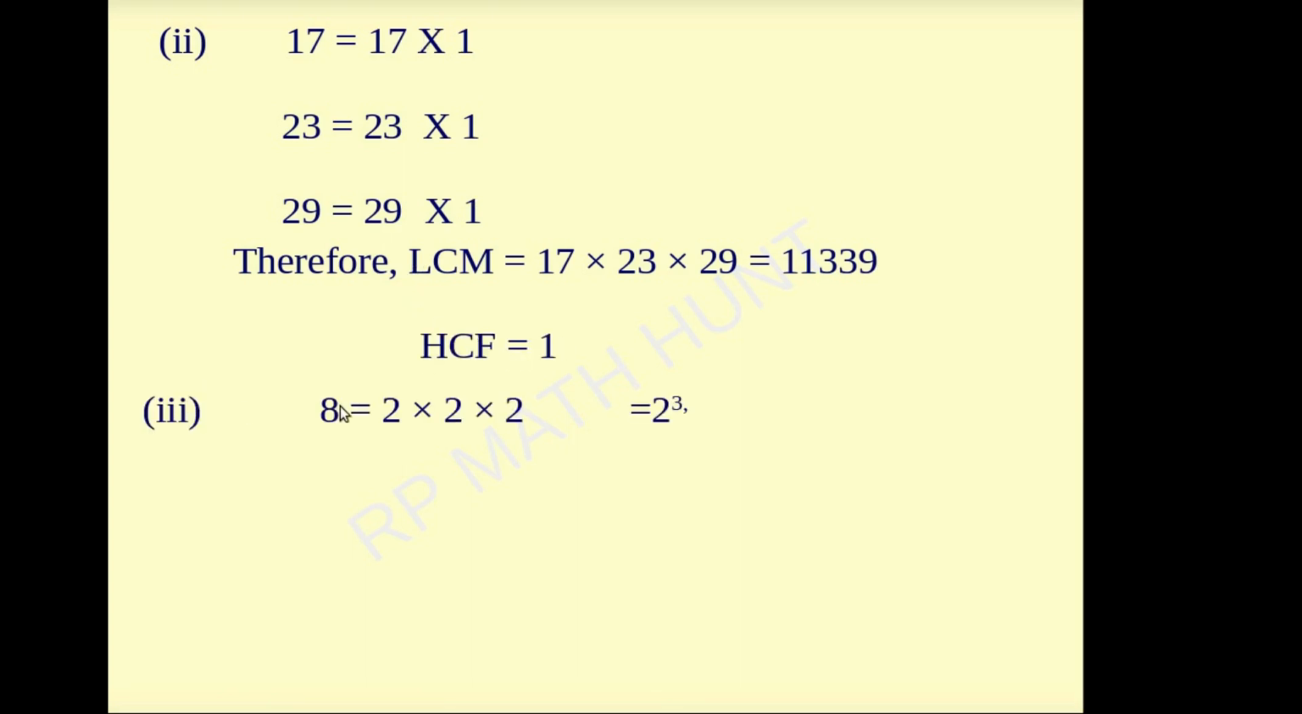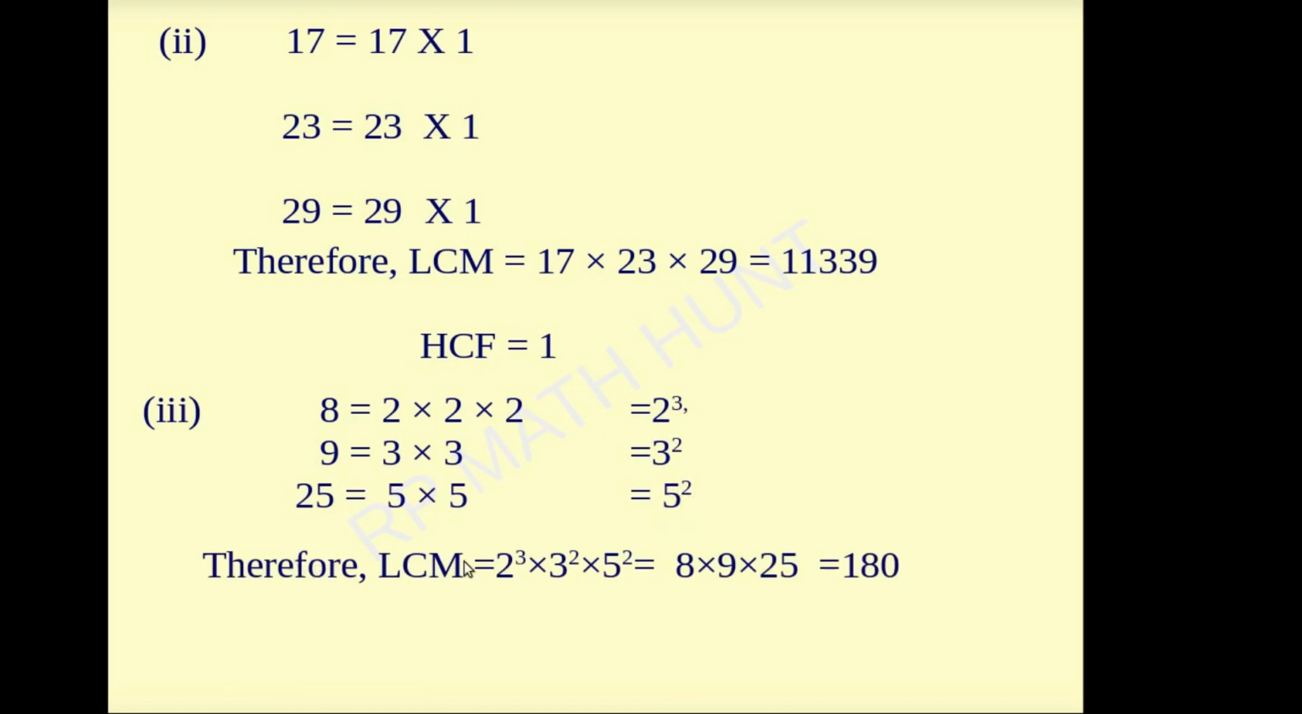Now, 8. Factors of 8 is 2 cube. Factors of 9 is 3 square. Factors of 25 is 5 square. Here also no common factor. Therefore, LCM is the product of all those three numbers. LCM is 2 cube into 3 square into 5 square, that is 8 into 9 into 25, that is 1800. Then no common factor. Therefore, HCF is 1.